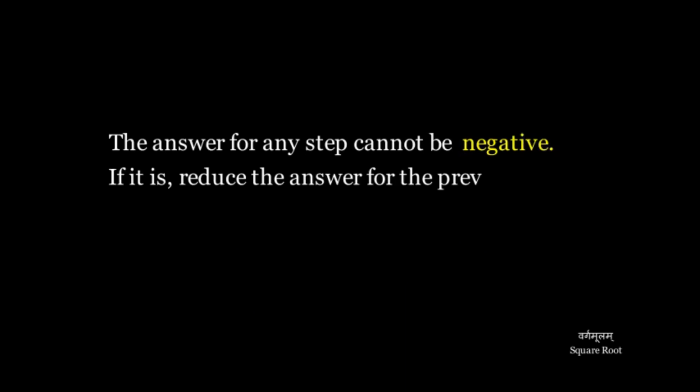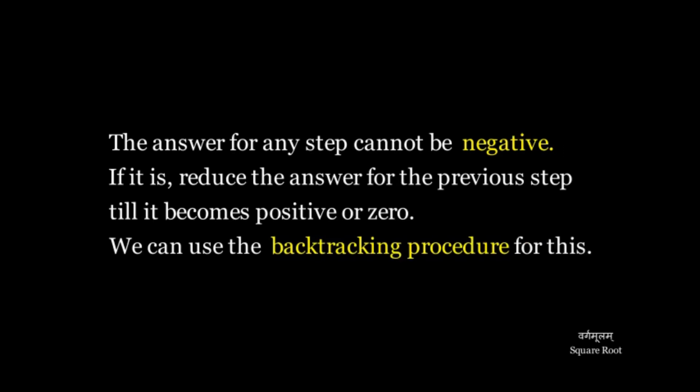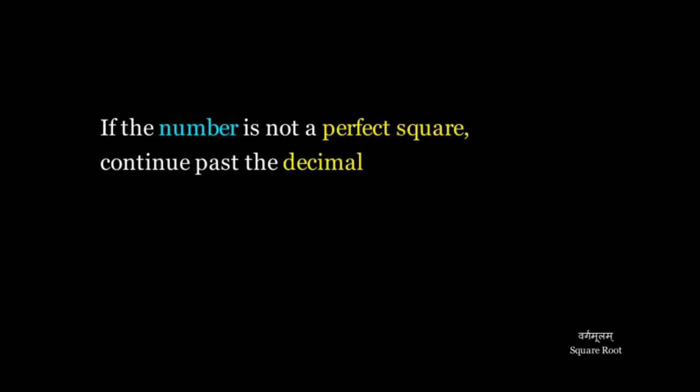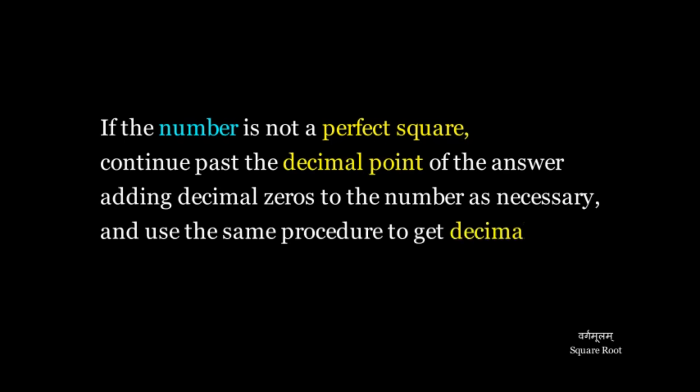The answer for any step cannot be negative. If it is, reduce the number for the previous step till it becomes positive or 0. We can use the backtracking procedure for this. If the number is not a perfect square, continue past the decimal point of the answer, adding decimal zeros to the number as necessary, and use the same procedure to get decimal digits of the answer.